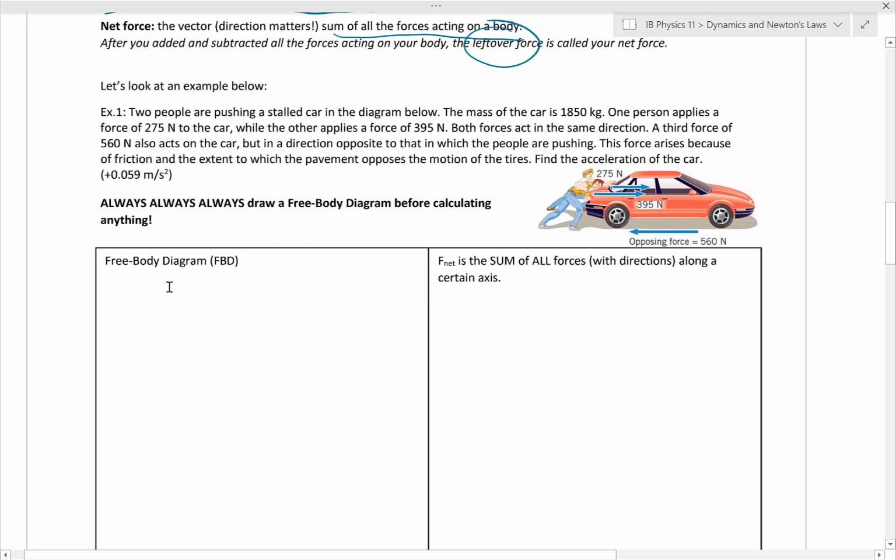Okay, so here I get started. Example 1. Two people are pushing a stalled car in this diagram. The mass of the car is 1850. One person applies one force to the car, which is this one, while the other person applies this force, 395 newtons. Both forces act in the same direction. There's also a third force acting on the car, but in the opposite direction, backwards, probably like friction or something. Find the acceleration of the car. So that's what we're asked to do.